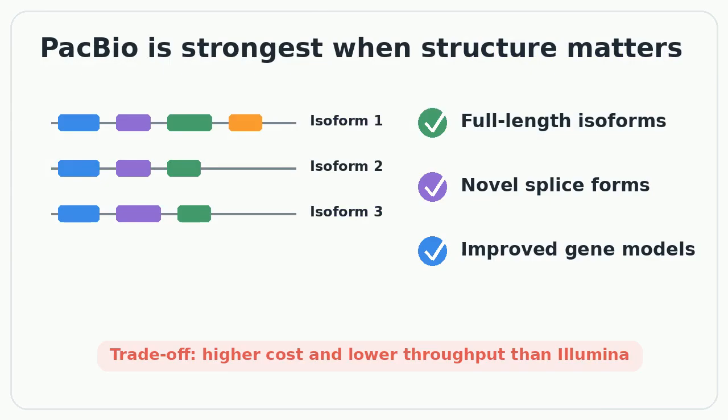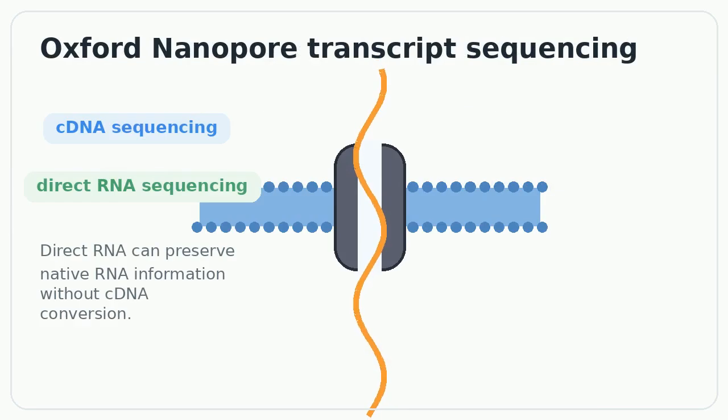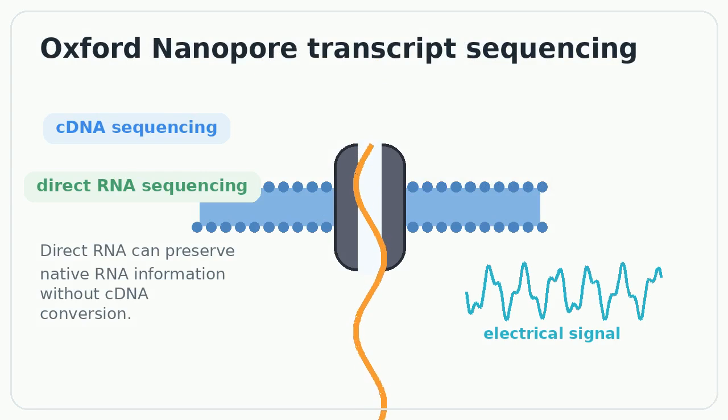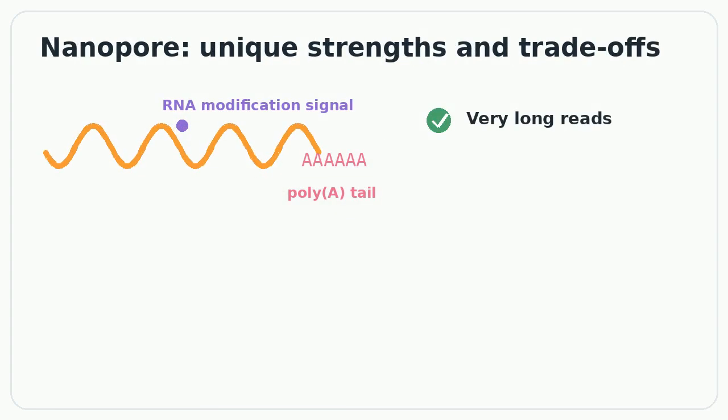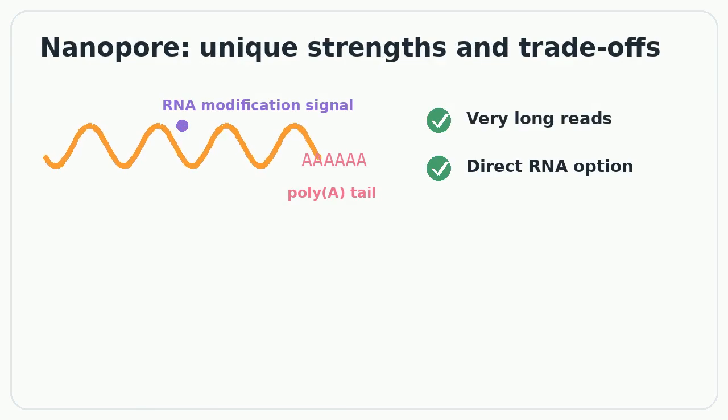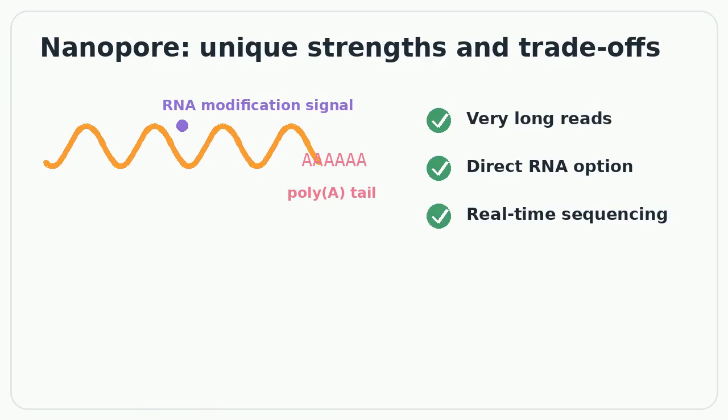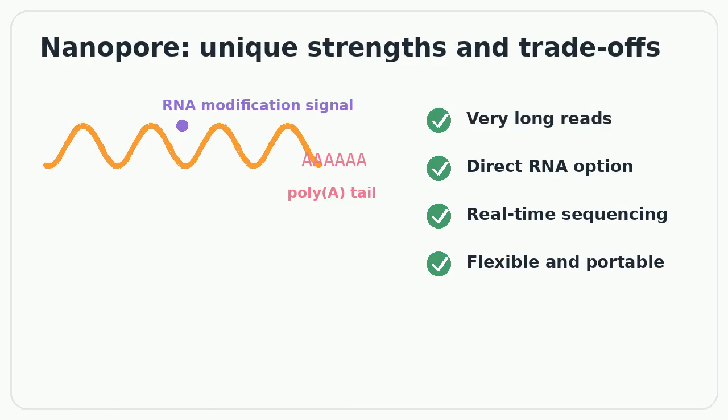Oxford Nanopore can sequence long complementary DNA molecules, but it can also sequence native RNA directly. During direct RNA sequencing, an RNA molecule passes through a nanopore, and changes in electrical current are translated into sequence information. Nanopore sequencing can generate very long reads, detect full-length isoforms, estimate poly-A tail length, and retain information associated with RNA modifications. It also provides data in real time. However, its raw read accuracy may be lower than PacBio HiFi, and direct RNA sequencing often produces fewer usable reads.